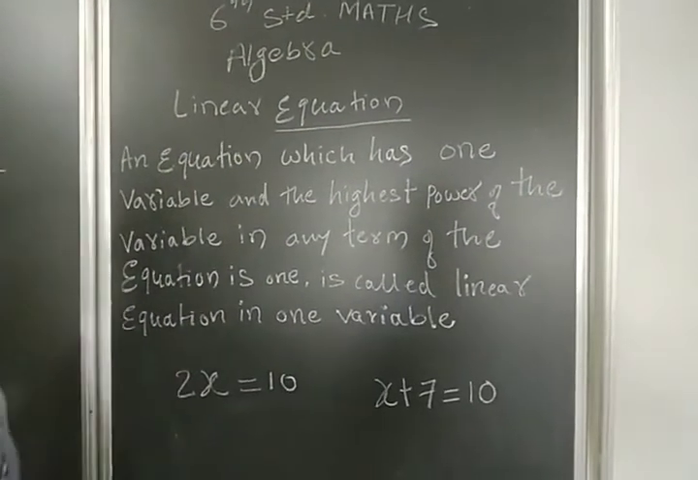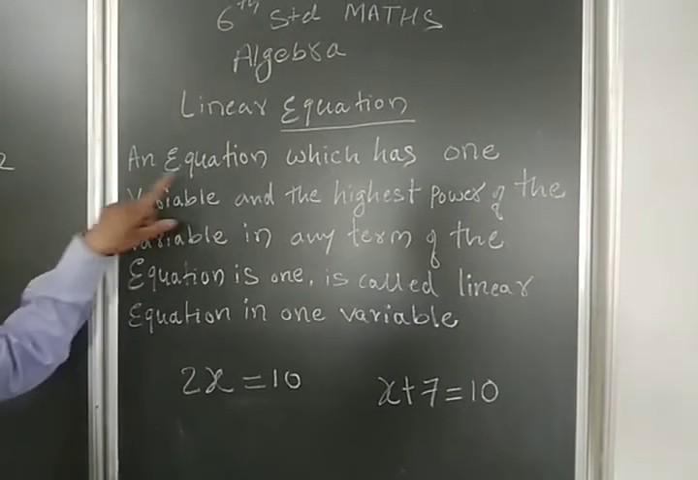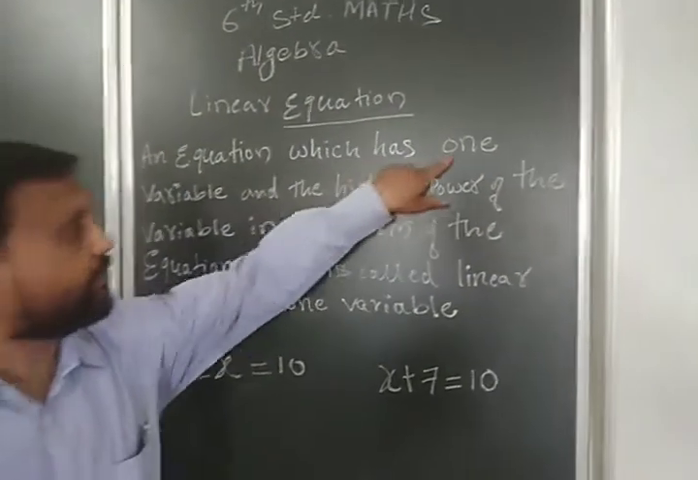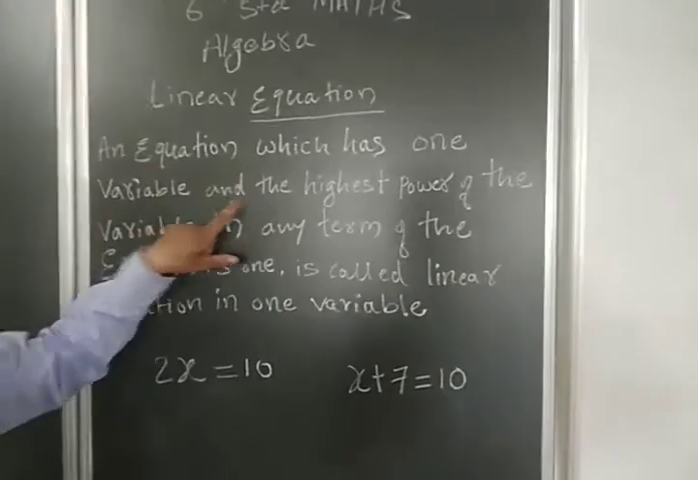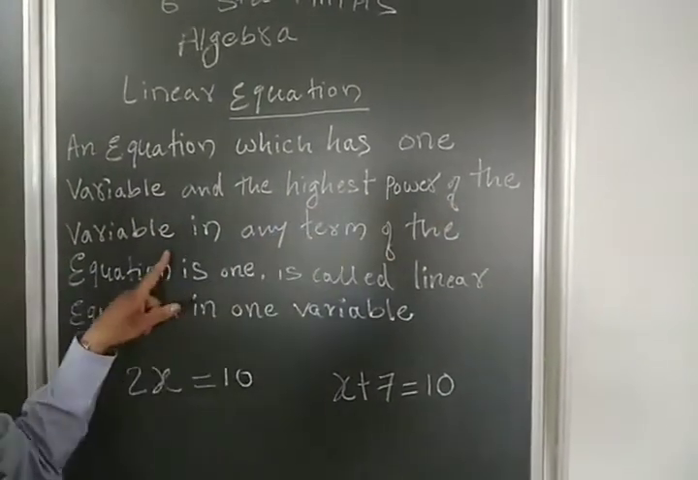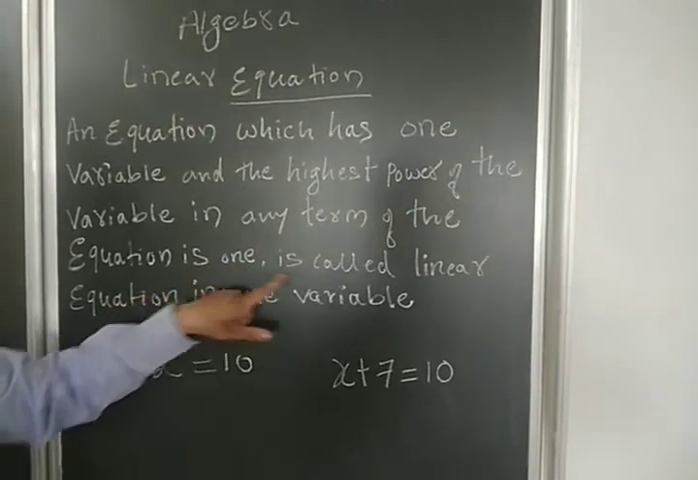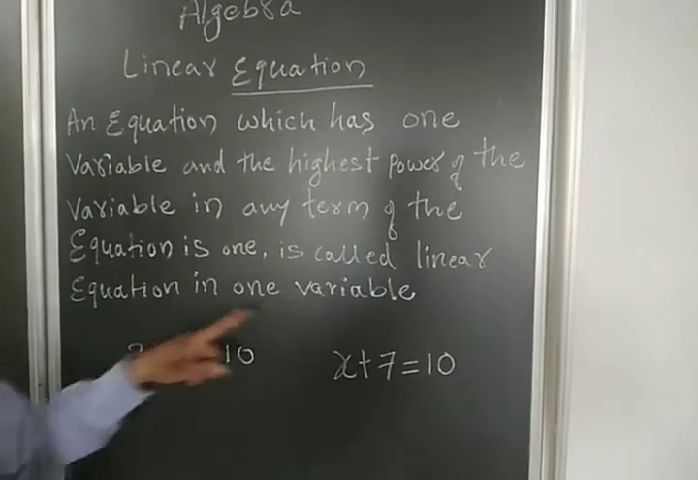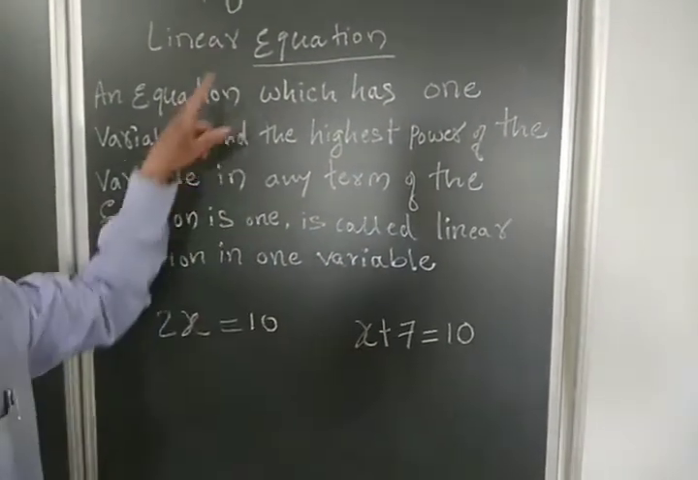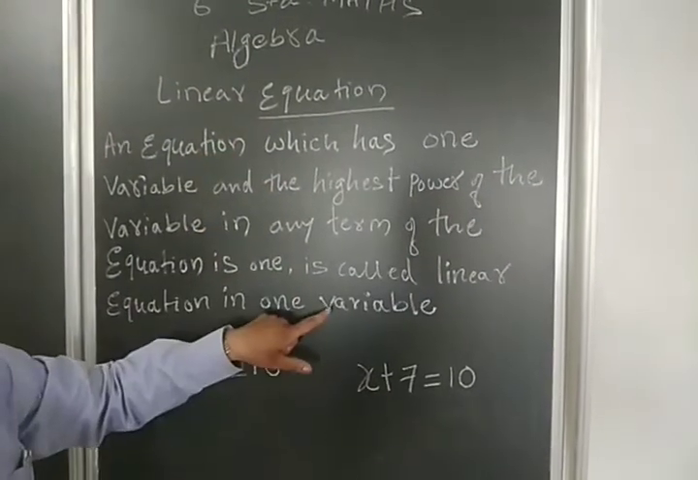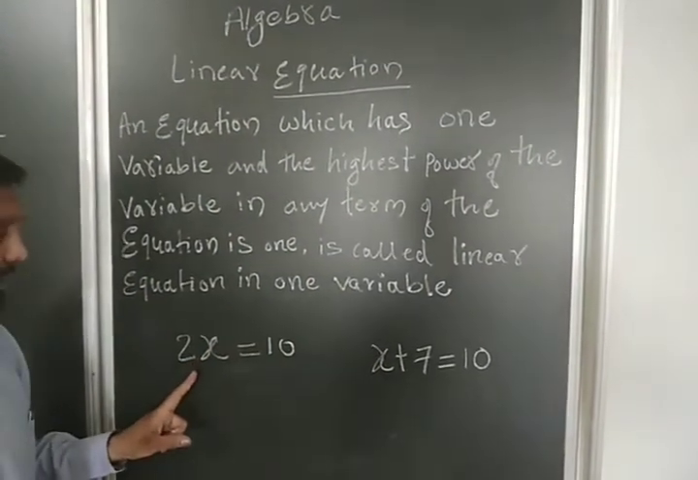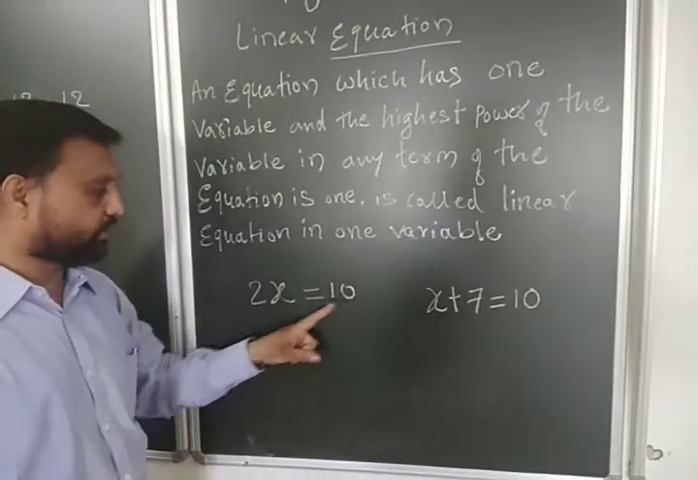First we will see the definition of equation. An equation which has one variable and the highest power of the variable in any term of the equation is 1. It's called linear equation in one variable. So we are learning equation with one variable. Here I written a equation 2x is equal to 10.